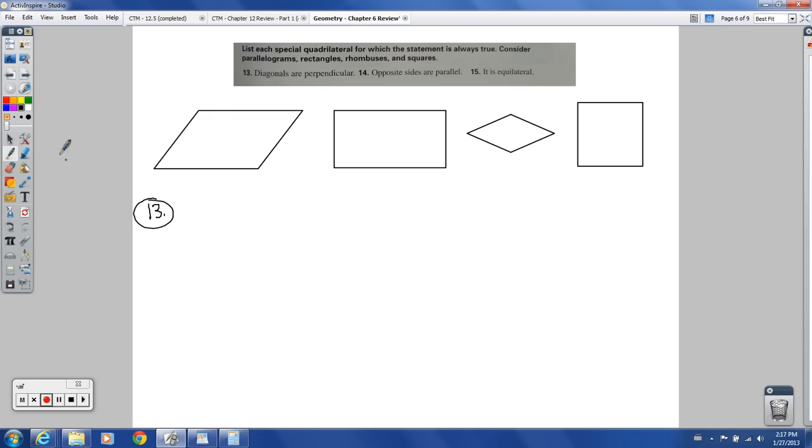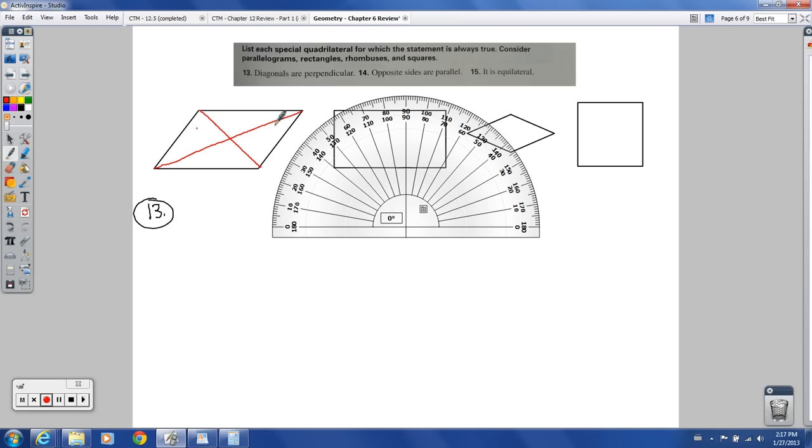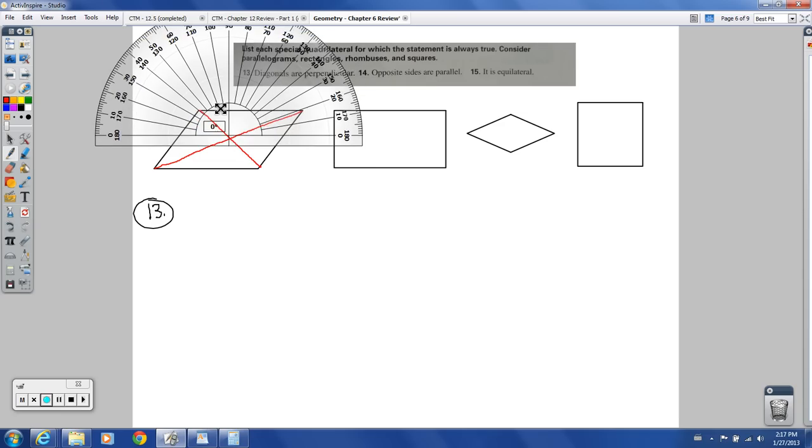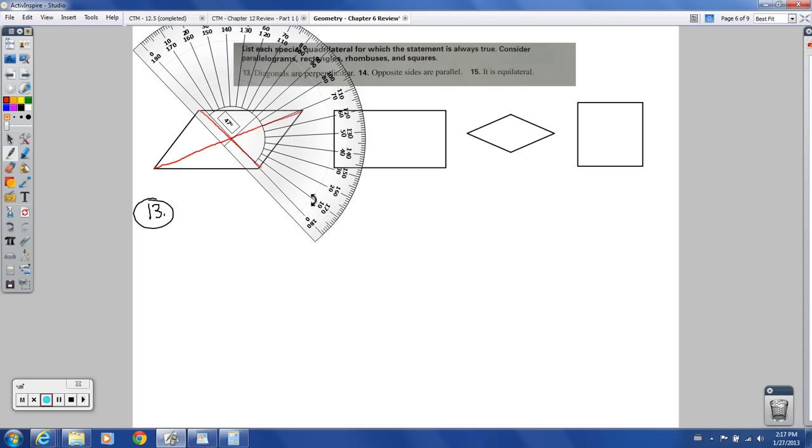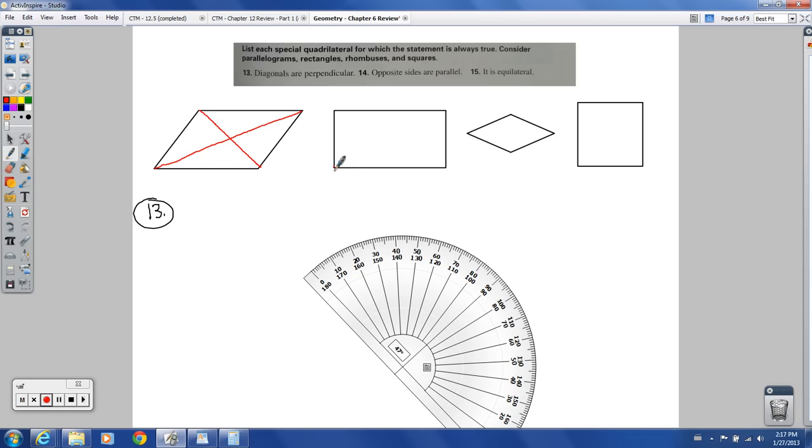Number 13, the diagonals are perpendicular. So if you take any old parallelogram, I'll just draw some general parallelogram. Is it true that the diagonals are always going to be perpendicular? If you tell me that this is 90 and this is 90, I'm going to tell you, get out your protractor, think again. If you put it right here, I drew these pretty well, and so is that a 90-degree angle right there? 90 would be from here going up this way. Clearly, that's not always going to be the case. And so you could do the same sort of thing with rectangles and see that they're not always going to be perpendicular.